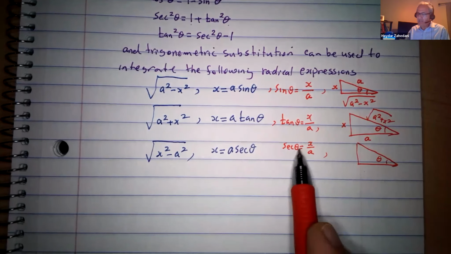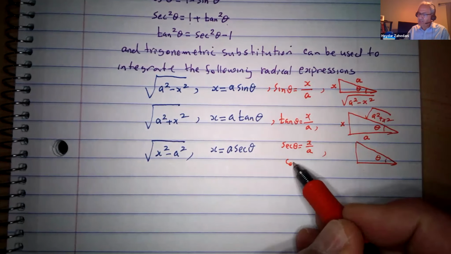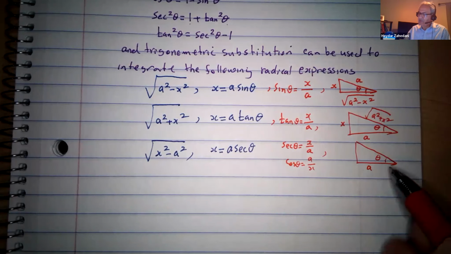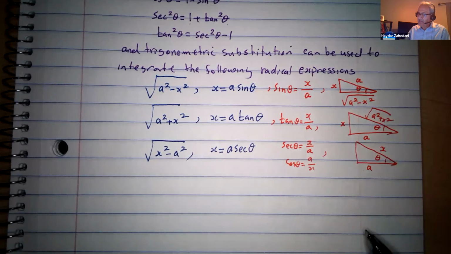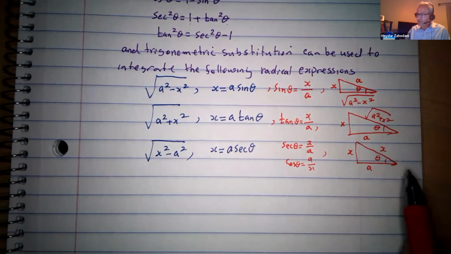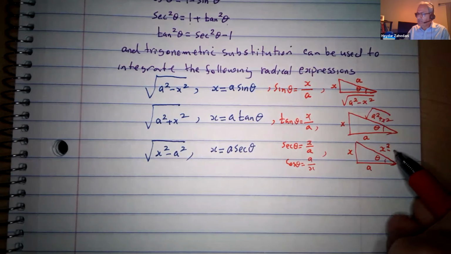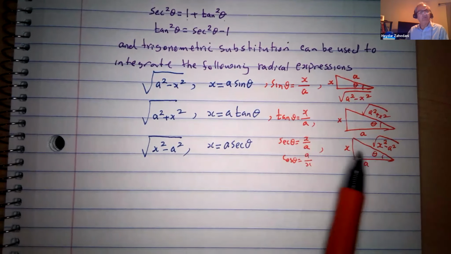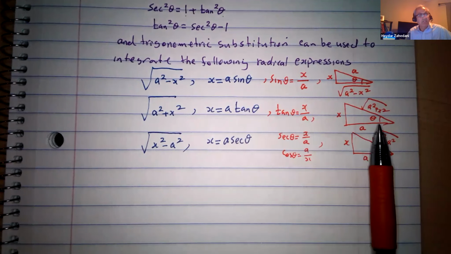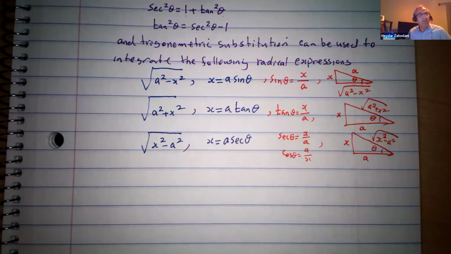And over here, you have secant of theta equal to x over a. Secant is like 1 over cosine, so the cosine would be a over x. So this side must be the square root of x squared minus a squared. If you do it all right, you must get it from those right triangles. So I get my substitution, and at the end I can easily go back and substitute the result.